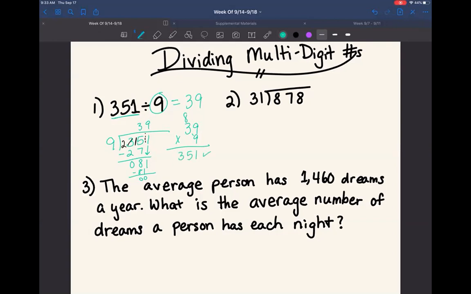Okay. So the next one, they already put it in the little house for us, so we don't even have to do that. But I have a 31 on the outside. Now, I already know 31 is not going to ever multiply into 8, right? So I need to start looking at this 87. Now, 31, I don't expect you guys to know your times tables for the 31s.